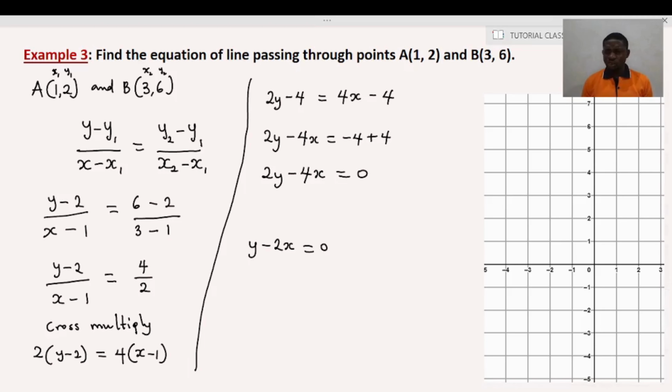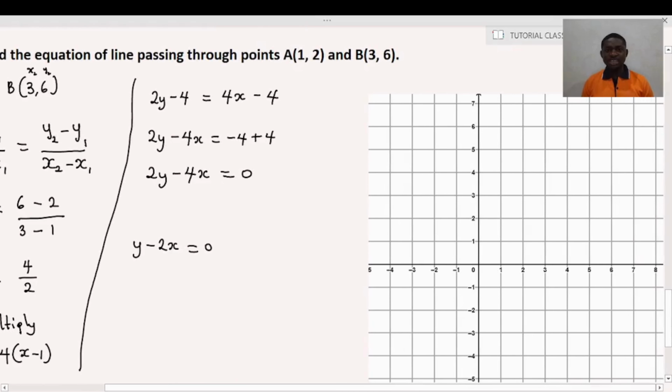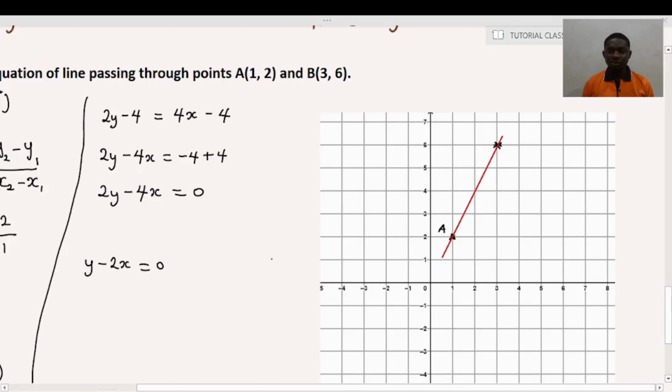Now let's try to put these 2 points A and B on the graph. Let's see what it will look like. Let's put it on the graph where we have point A, where x is 1, y is 2. That's this point. And the other one, point B, says when x is 3, y is 6. So let's plot it and look at it.